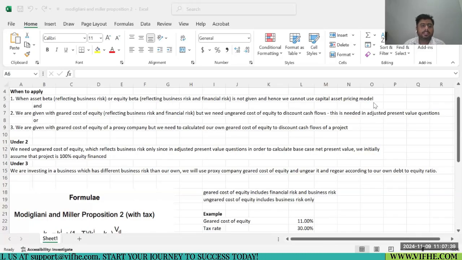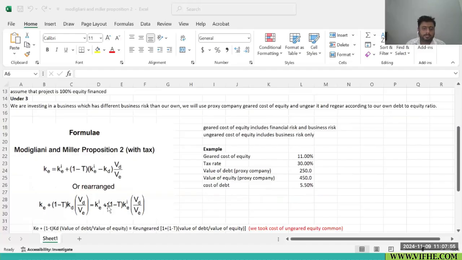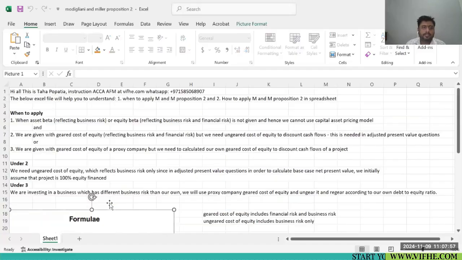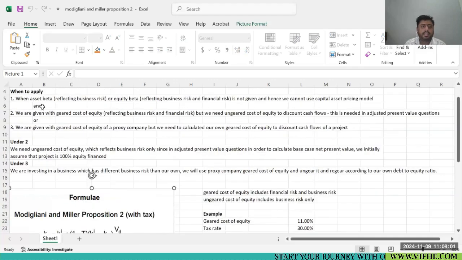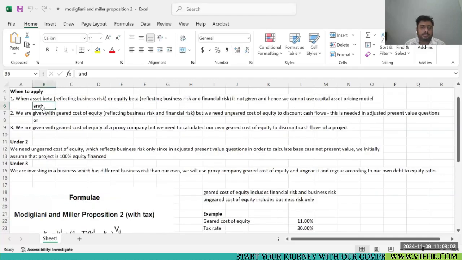So this is the first condition that you will look for in the question. If the question does not have any details about asset beta and equity beta, then you have to move to this particular formula. This was condition number one. Now, what is condition number two?